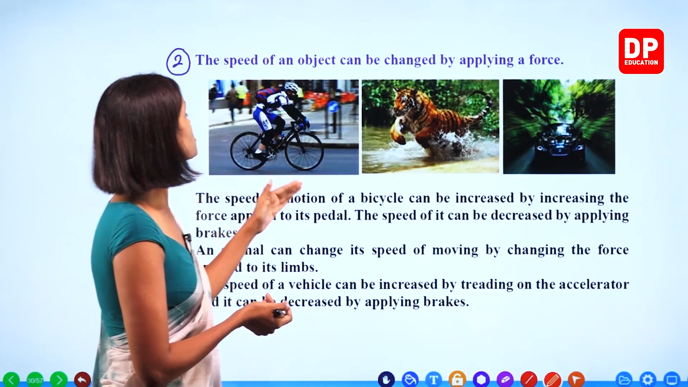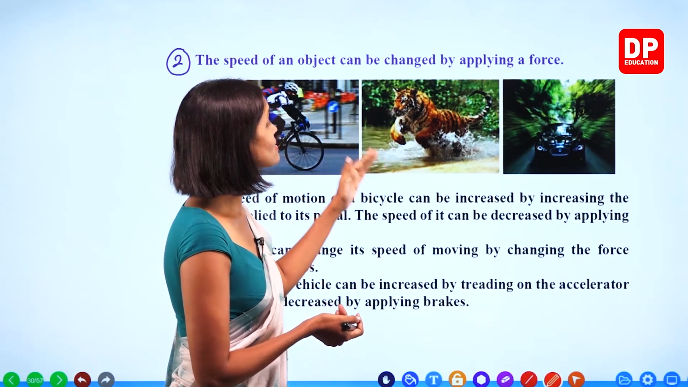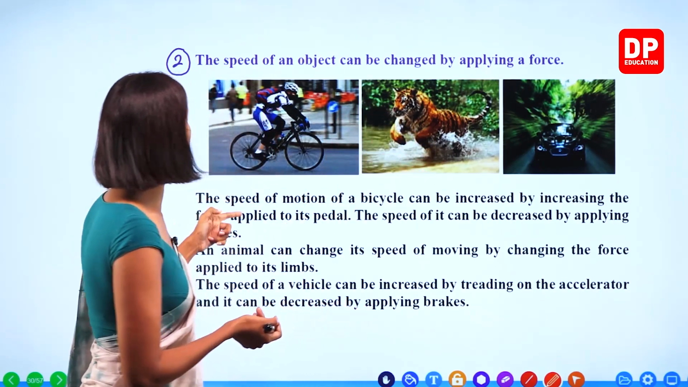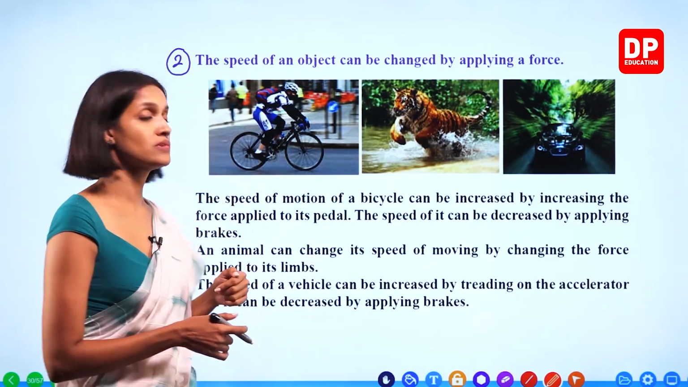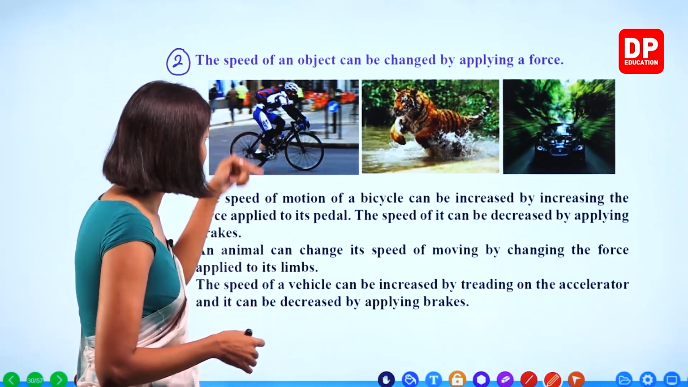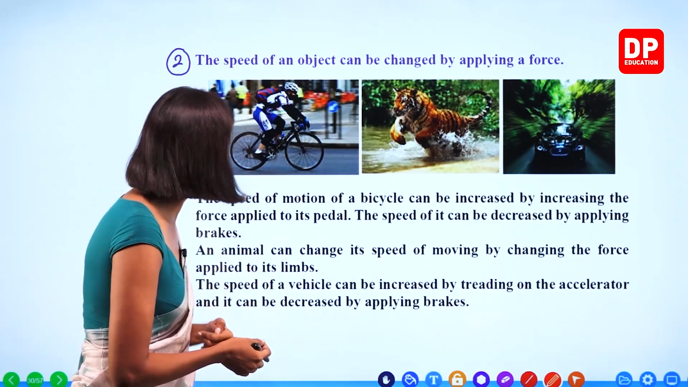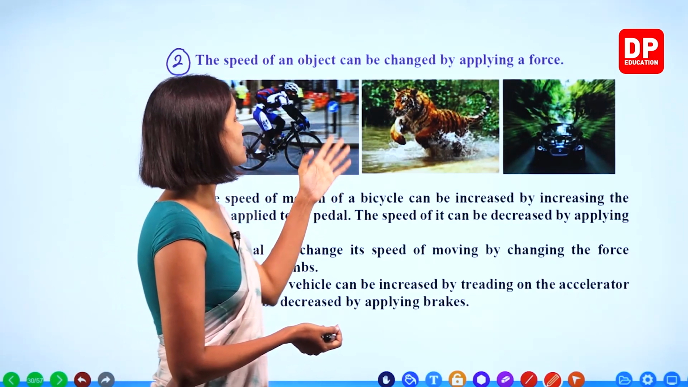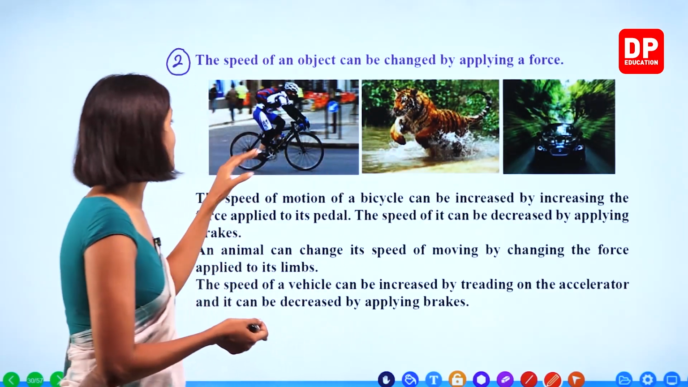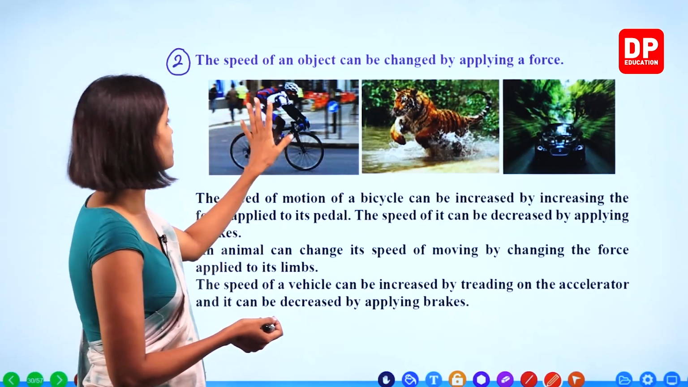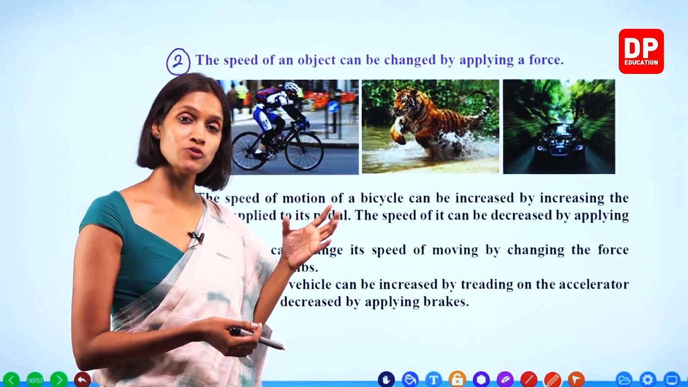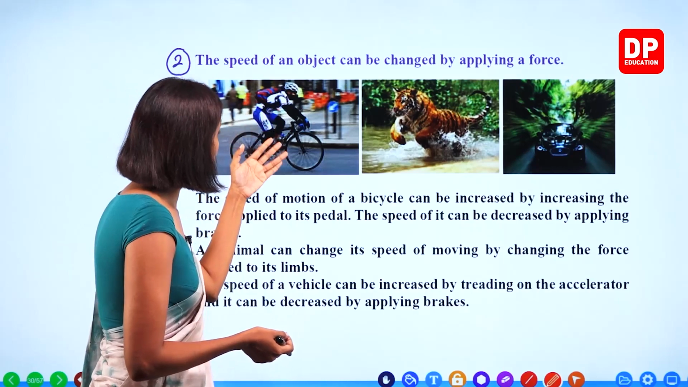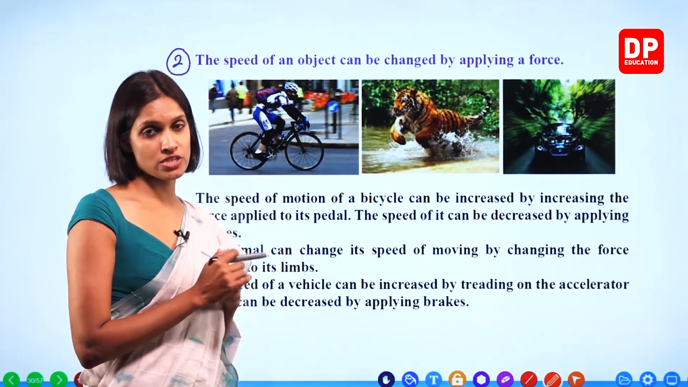The speed of motion of a bicycle can be increased by increasing the force applied to its pedal. Or the rider can increase the pedaling speed and we can increase the speed. The speed of it can be decreased by applying brakes. When you apply brakes, what happens? Earlier also we learned this. The speed of the bicycle can be reduced.